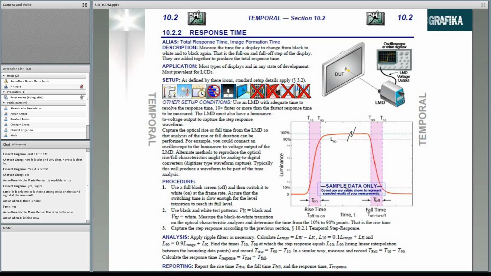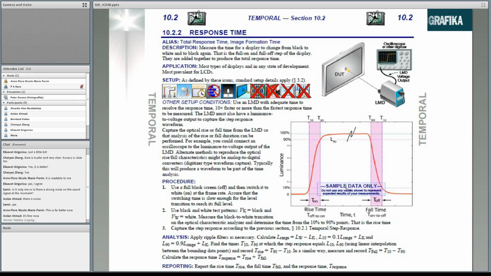But it is important to note that it is not from 0 to 100, and it is not just from black to white or just white to black, but the two together.